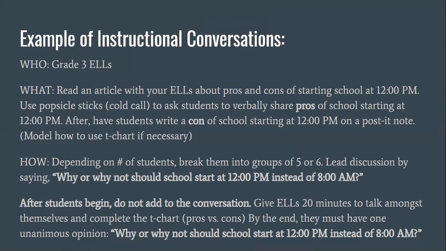So if they've never used a T-chart, maybe just model that quickly, but by 3rd grade, most should know how to do that. And then depending on the number of students, break them into groups of 5 or 6 and lead the discussion by saying why or why not should school start at 12 p.m. instead of 8 a.m. So when students begin, you do not add to the conversation. You give ELs 20 minutes to talk amongst themselves and complete the T-chart, pros versus cons, and by the end, they must have one unanimous opinion.